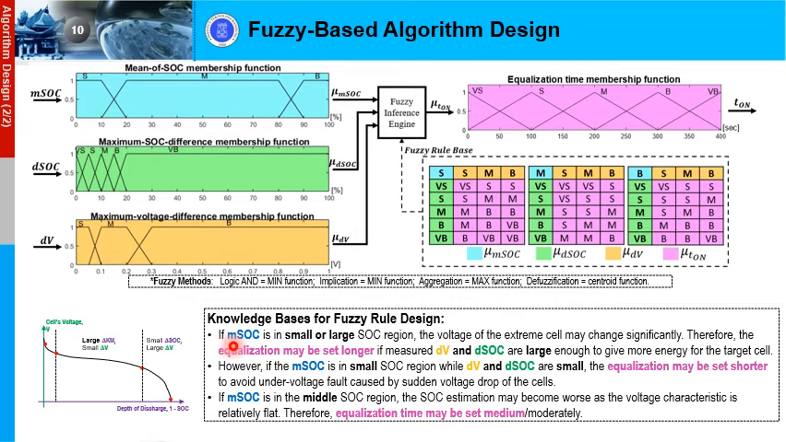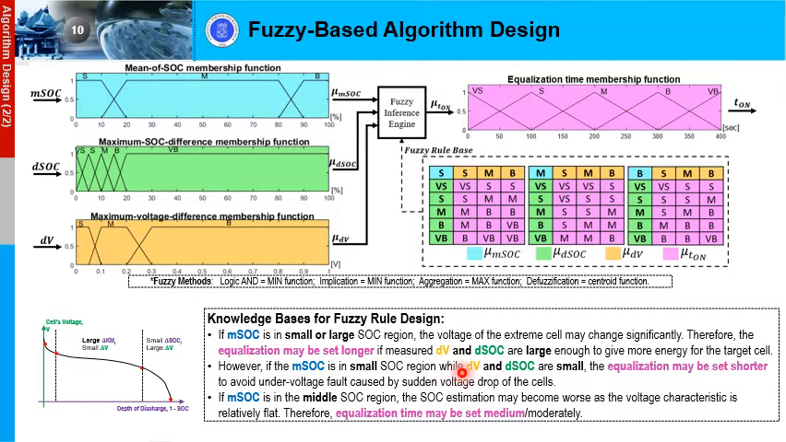If mean state of charge is small or large in this region, the voltage of the cell may change significantly. So, if the difference of the voltage and state of charge are large, we need the equalization to be set longer to give more energy for the target cell.